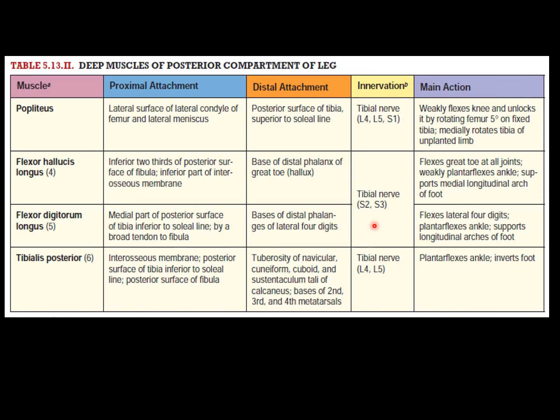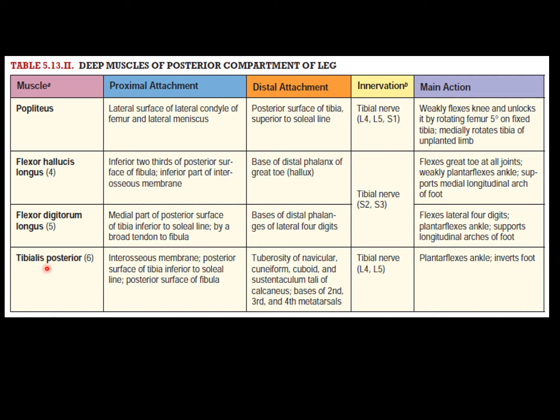Flexor digitorum longus: S2, S3 is the same. It flexes the lateral four digits, as we have discussed. That is the main function of the muscle. It plantar flexes the ankle, again a weak plantar flexor, and it supports the longitudinal arches of the foot. That point we will discuss in our upcoming lecture.